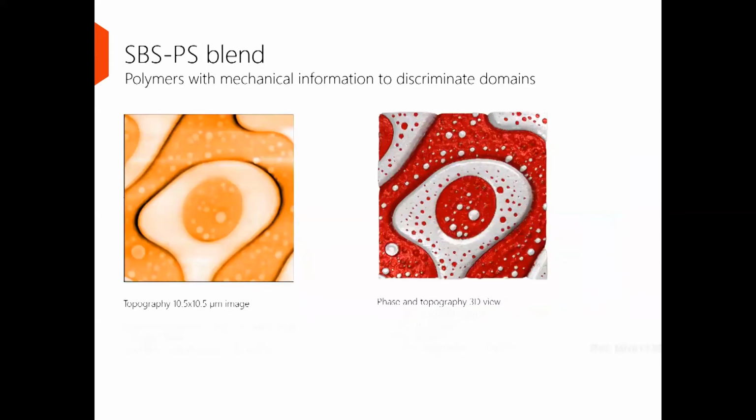We can look at polymers. We can look at the topography of the polymer on the left, which is a relatively bland image. We can actually look at the phase of the image on the right, and the phase is the mechanical contrast between the SBS and the polystyrene blend. So what that tells us is that one of the polymers is significantly stiffer or more adhesive or a combination of both. And we could use that to zoom in and zoom out and look at these nanoscale properties.